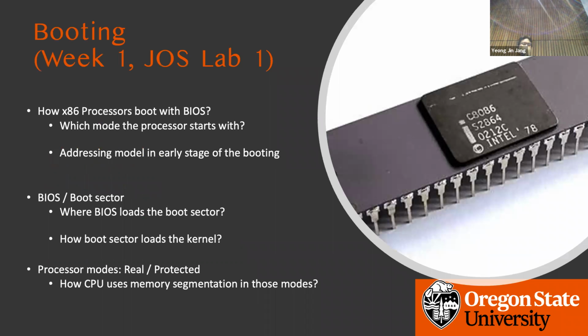In week 1, we learned about how the operating system boots at the start. How does the x86 processor boot with the BIOS, and which mode does the processor start with? Now we know the answer. The processor always starts in real mode, and the addressing model in the early stage of booting is segmentation: the address is multiplied by 16, then the offset is added. Then the BIOS loads the boot sector at 7C00, and that's fixed.